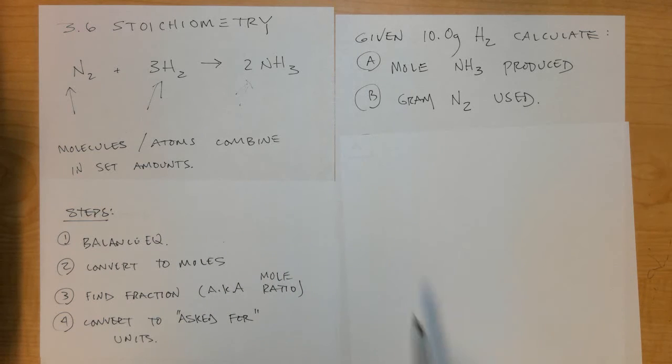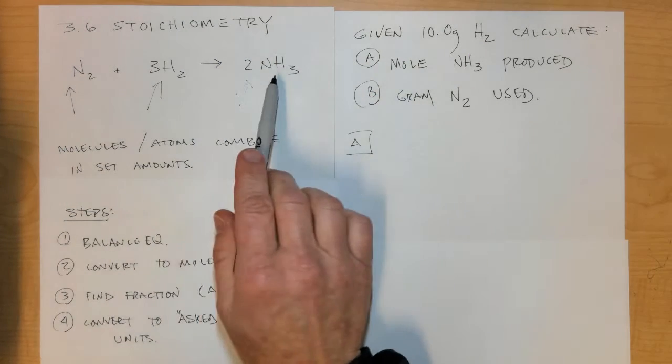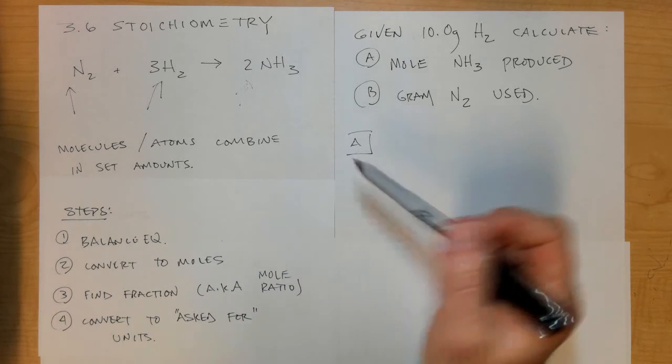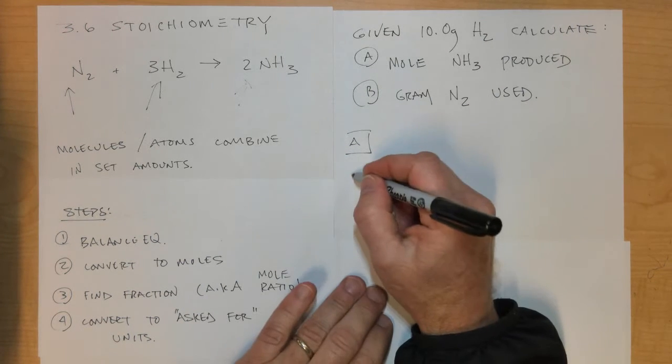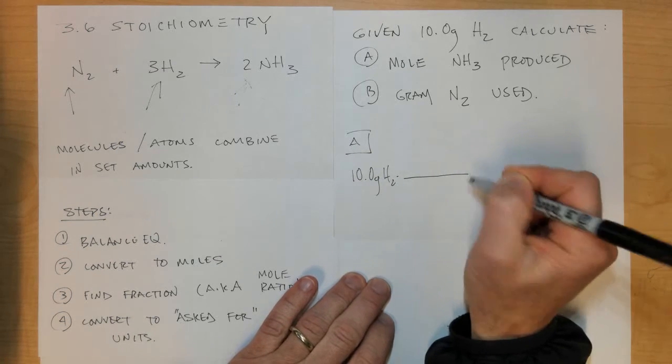Step number 1 for both problems is to write the balanced chemical equation. And we're given the balanced chemical equation right here, so we can skip step 1. Step number 2 is to convert to moles. And we're given 10 grams of H2, so start way over here on the left-hand side of your paper and write down 10 grams of H2, put a multiply sign, put a line.